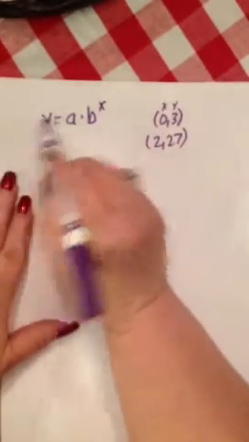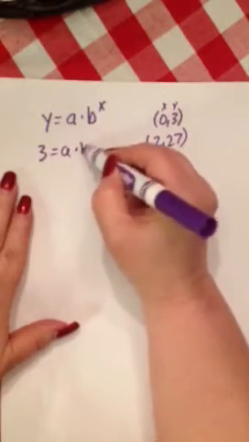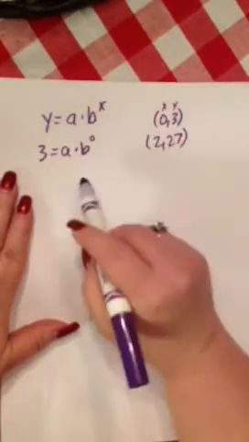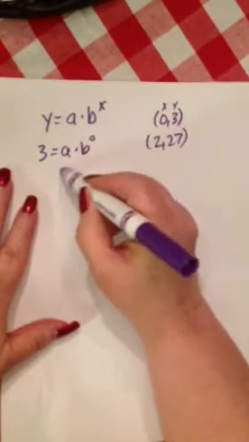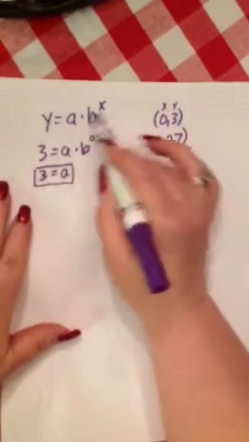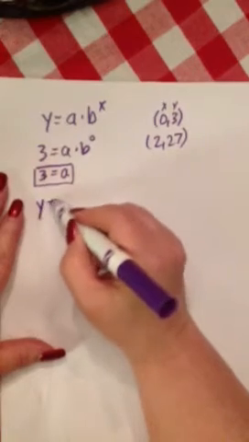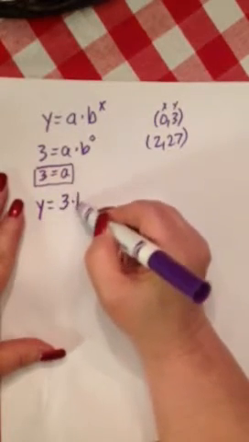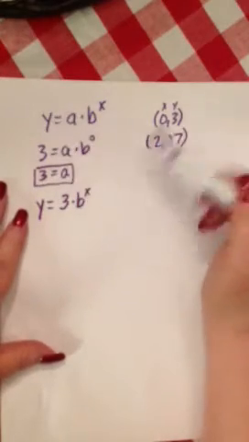So you just go through here and you say, well, 3 is equal to a times b to the 0 power. Well, anything to the 0 power is 1, so then we learned that a has to be 3. Important for us to figure that out, because they ask us to write the exponential equation. So then I go y is equal to 3 times b to the x, because that was our generic form. So now I have it like this.